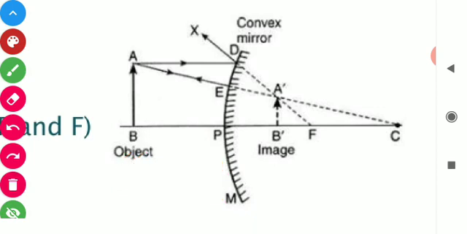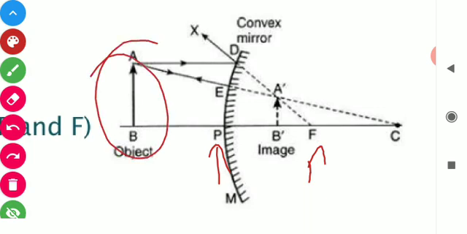Secondly, we have to mention the position of the image. Now here the position of the image is between C and F. Third thing, the size of the image. You can easily see that the object size is bigger than the size of the image. So we will write that the image is smaller than the object.